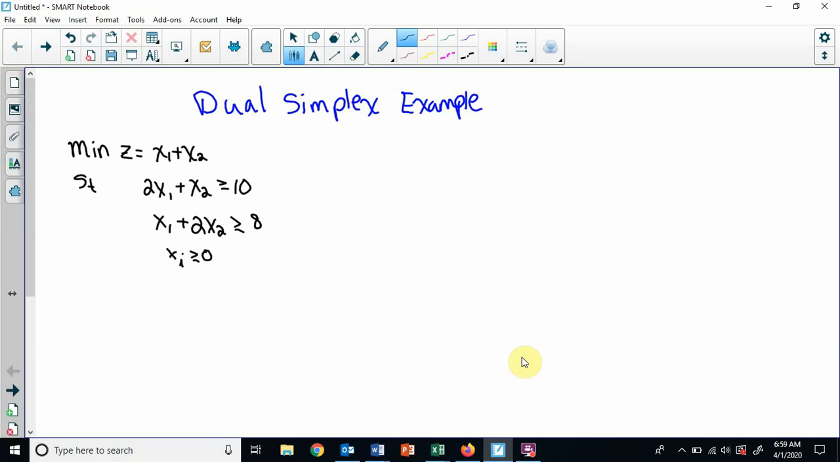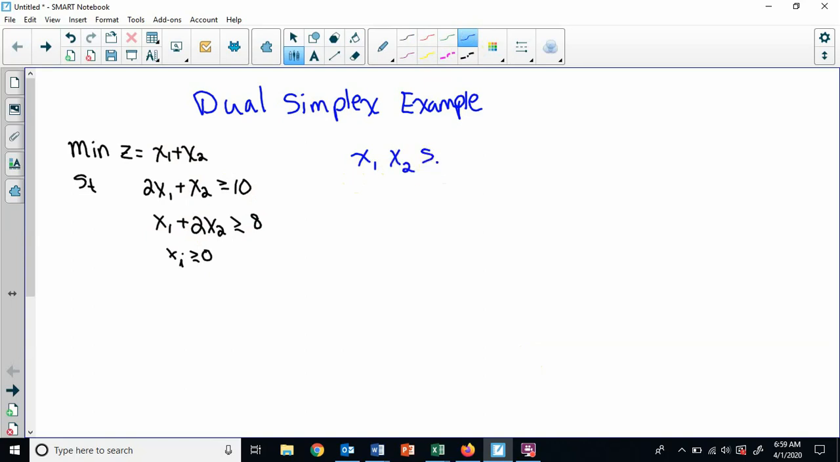So I just wanted to do another dual simplex example, maybe where I copy everything correctly this time. If you watched the last video, you'll know that when I went to copy from the example to the first table, I kind of messed that up. But it still worked out. It was alright, right? So let's see.